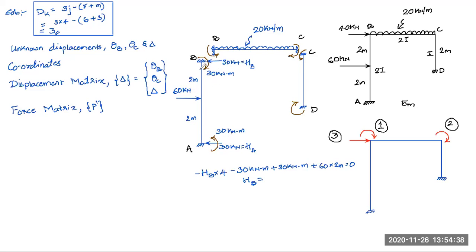We'll see that. But here in this case, the minus 30 plus 30 are gone, so what I have is HB equal to 60 into 2 by 4. That's why it is coming out to be 30 kilonewton here.